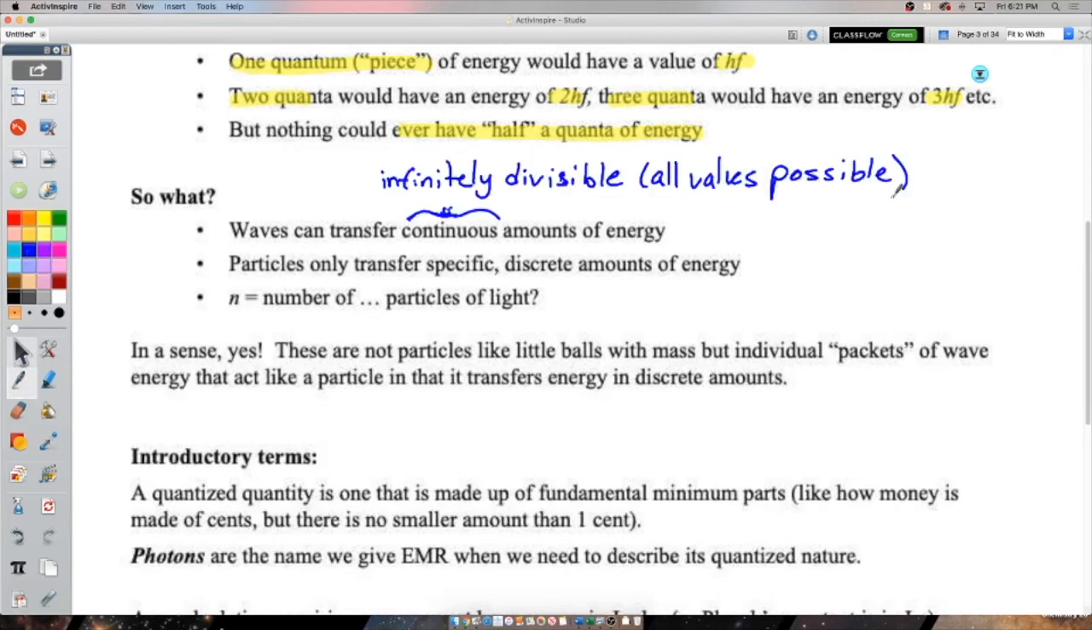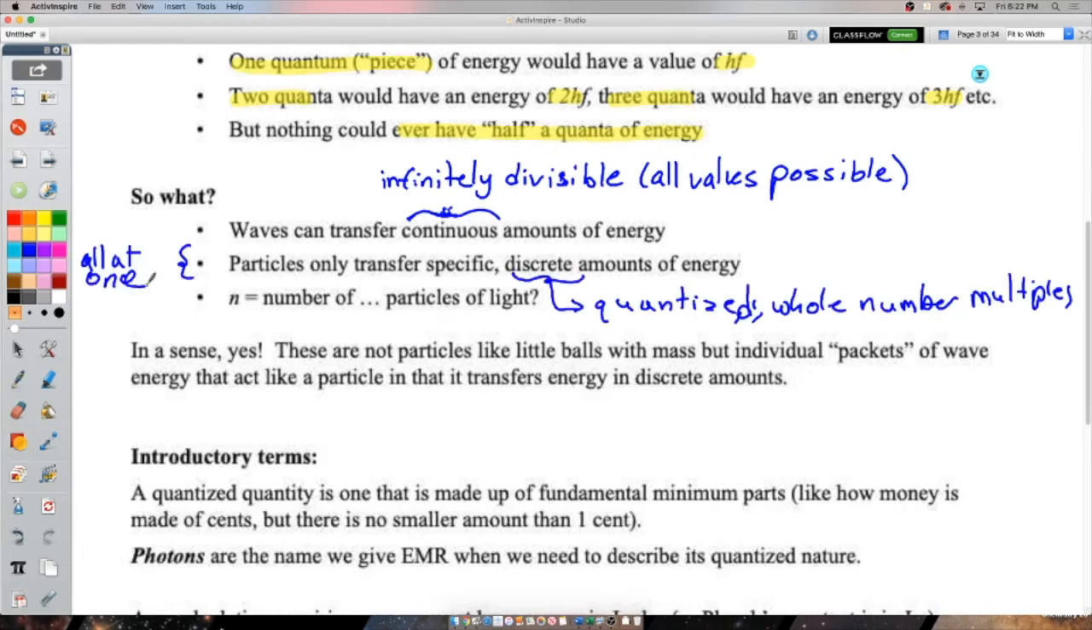So waves can just keep transmitting energy, right? Of course, a wave can transmit to you energy anywhere from 0 joules to 1 joule and literally everything in between. Particles, however, transfer their energy or they don't. They do it in discrete amounts. So if I throw a baseball at you, the baseball hits you and it transfers its energy to you, all at once. It just happens. And so are we saying that n here is the number of particles of light? Well, sort of. We'll come back to it, but they're not particles. They're not little balls with mass of light. We think of them as little individual packets of wave energy, okay, that do act like a particle in that it transfers energy in discrete amounts.